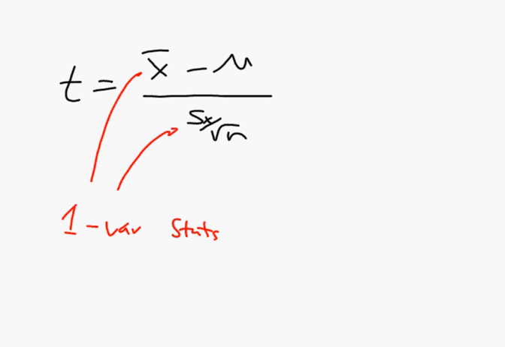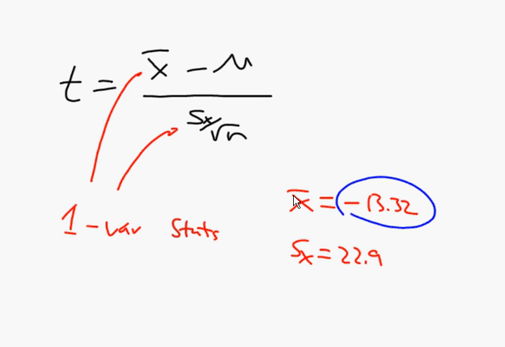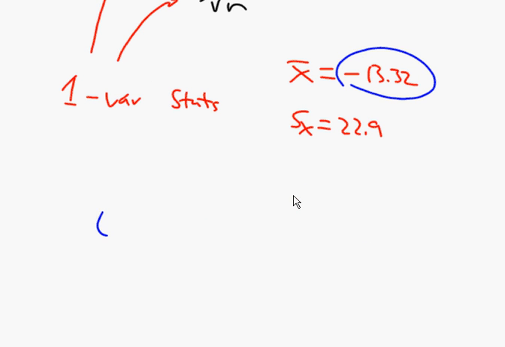So x bar equals negative 13.32. S of x equals 22.9. Now, I'm not surprised by this negative number for x bar. I was expecting that. I was expecting, generally, the right-hand threads to be lower times, right? So let's fill things in and see what we get.